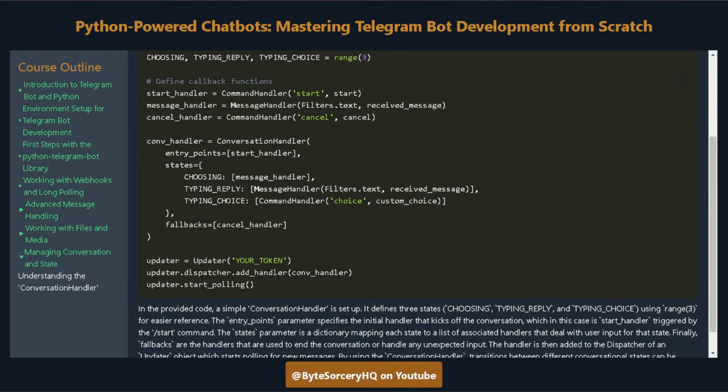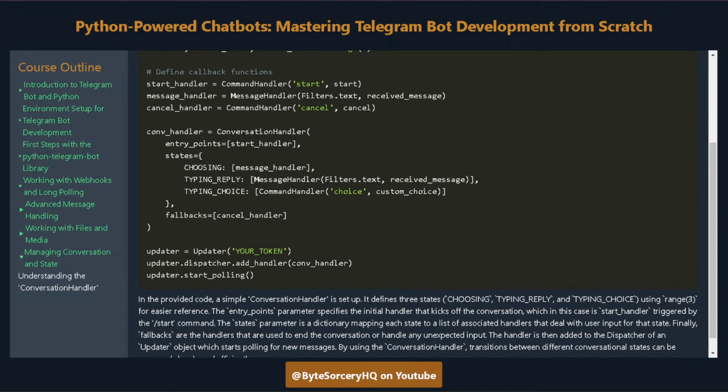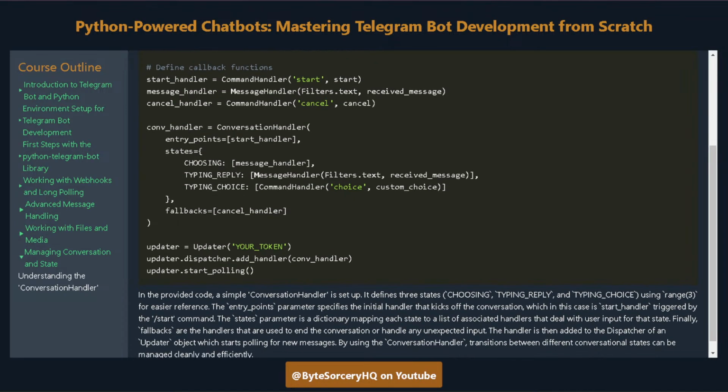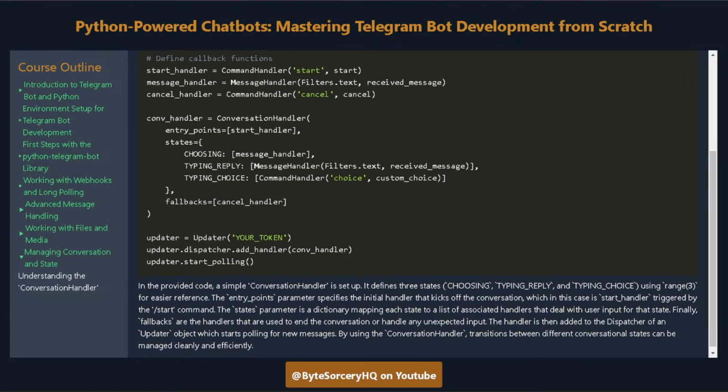The handler is then added to the dispatcher of an updater object, which starts polling for new messages. By using the conversation handler, transitions between different conversational states can be managed cleanly and efficiently.